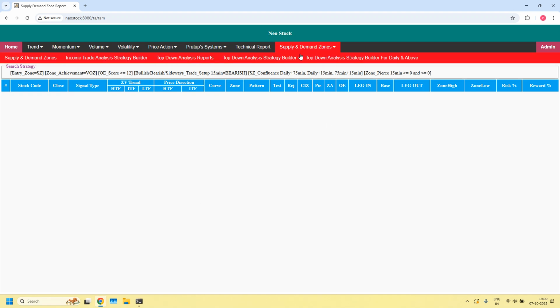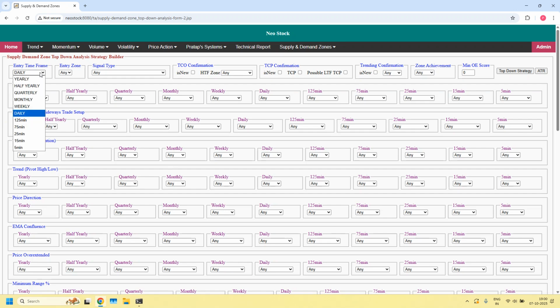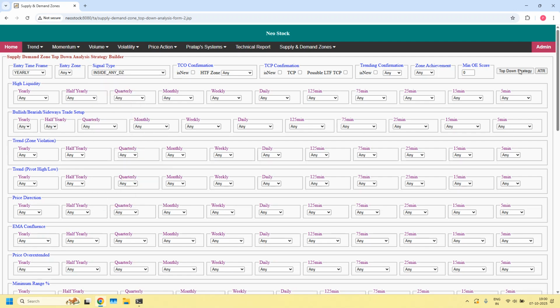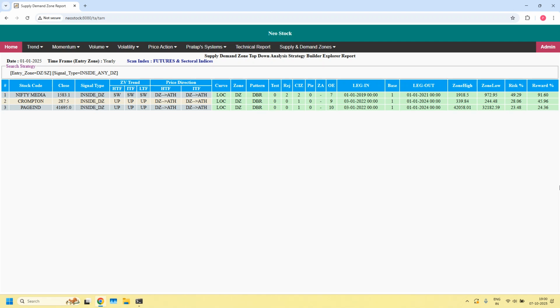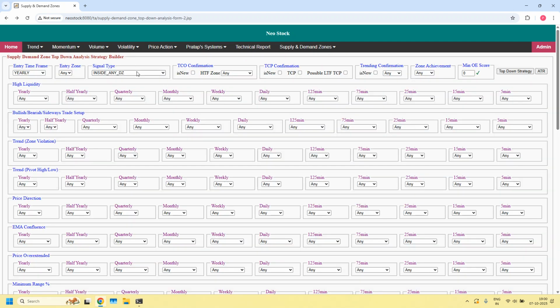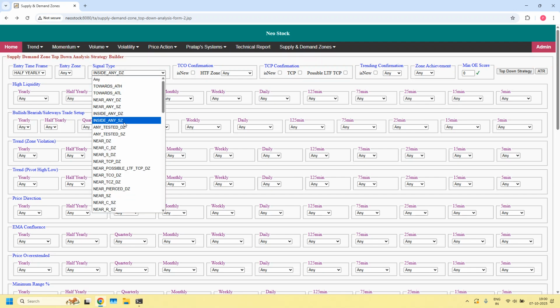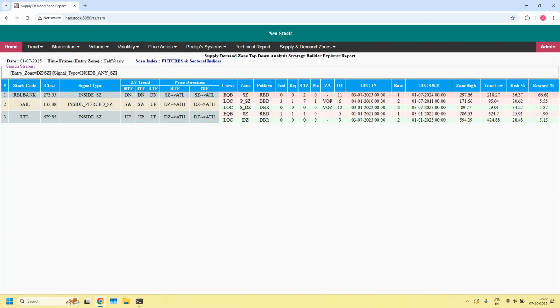Okay, next I will generate the stocks near demand and supply zones for all the time frames, starting with yearly. Stocks whose price closed inside the yearly demand zone, we got 3 stocks. Next, price closed inside the yearly supply zone, no stocks. Next, half yearly time frame. Price closed inside the half yearly demand zone, we got 6 stocks. Next, price closed inside the half yearly supply zone, we got 3 stocks.